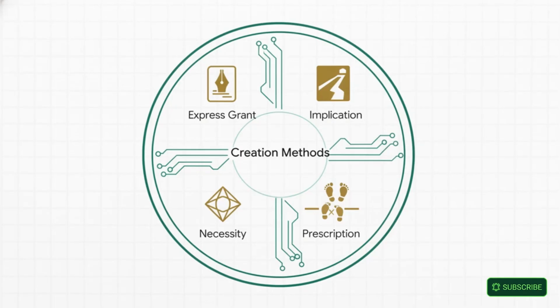So how do these hidden paths actually get carved into our property blueprint? Mostly in 4 ways. They can be explicitly written out in an express grant. They can be implied by how the land was used in the past. They can be created out of sheer necessity because the law flat out refuses to let a piece of land be landlocked without any road access. Or, and this is the most controversial one, by prescription. If someone openly and continuously trespasses across your land for a statutory period of time, they essentially earn a permanent legal right to just keep doing it.